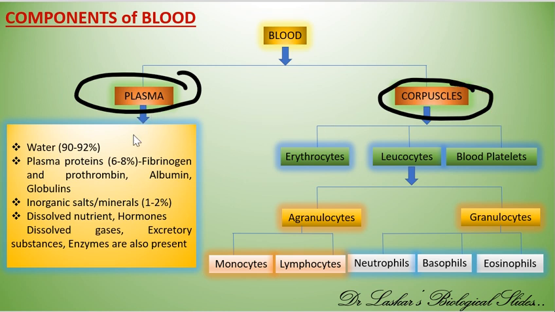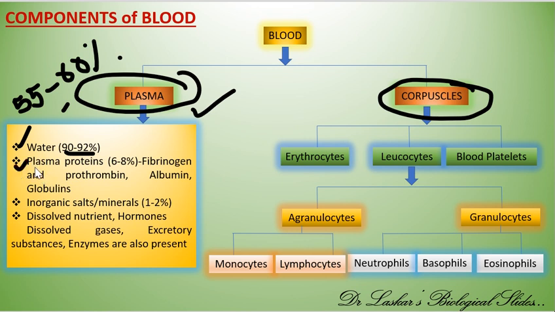Plasma is a pale yellow alkaline fluid that makes up 55 to 60% of the total blood volume. It contains water, which forms 90 to 92% of the total plasma.